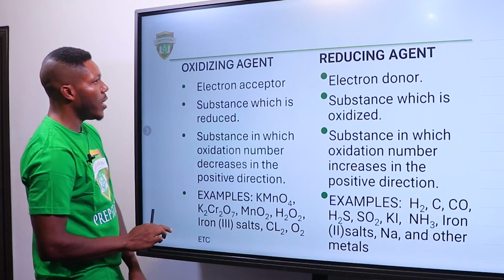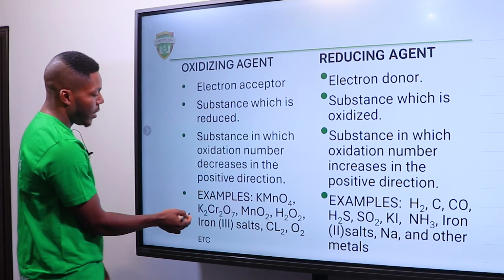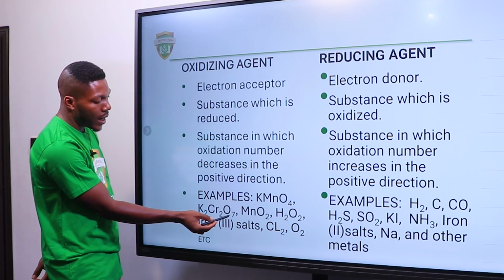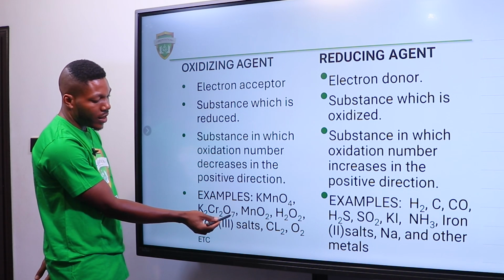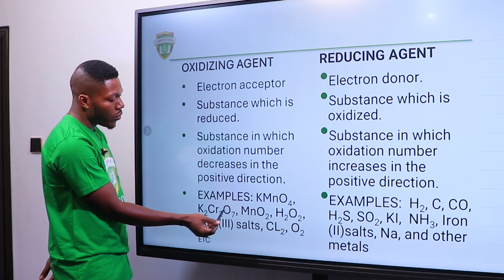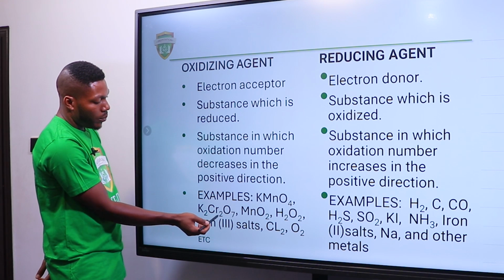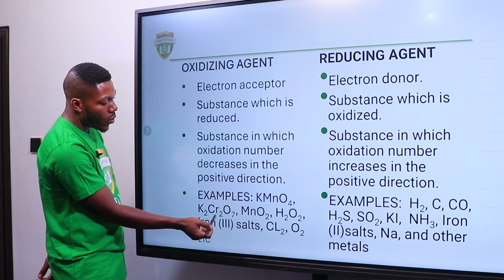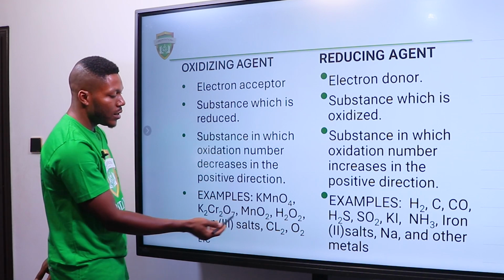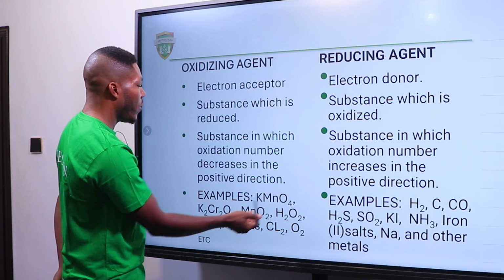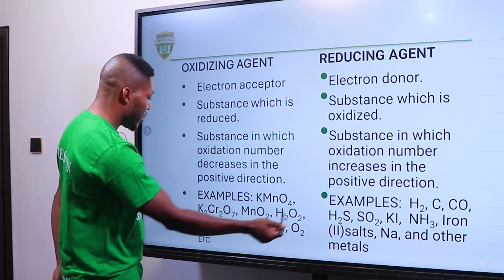Okay, examples of oxidizing agents. Then this is also potassium hepta... because it's 7 here. Potassium heptaoxodichromate. Di because we have 2 here. Potassium heptaoxodichromate(VI). All right. Then this is manganese(IV) oxide, hydrogen peroxide.